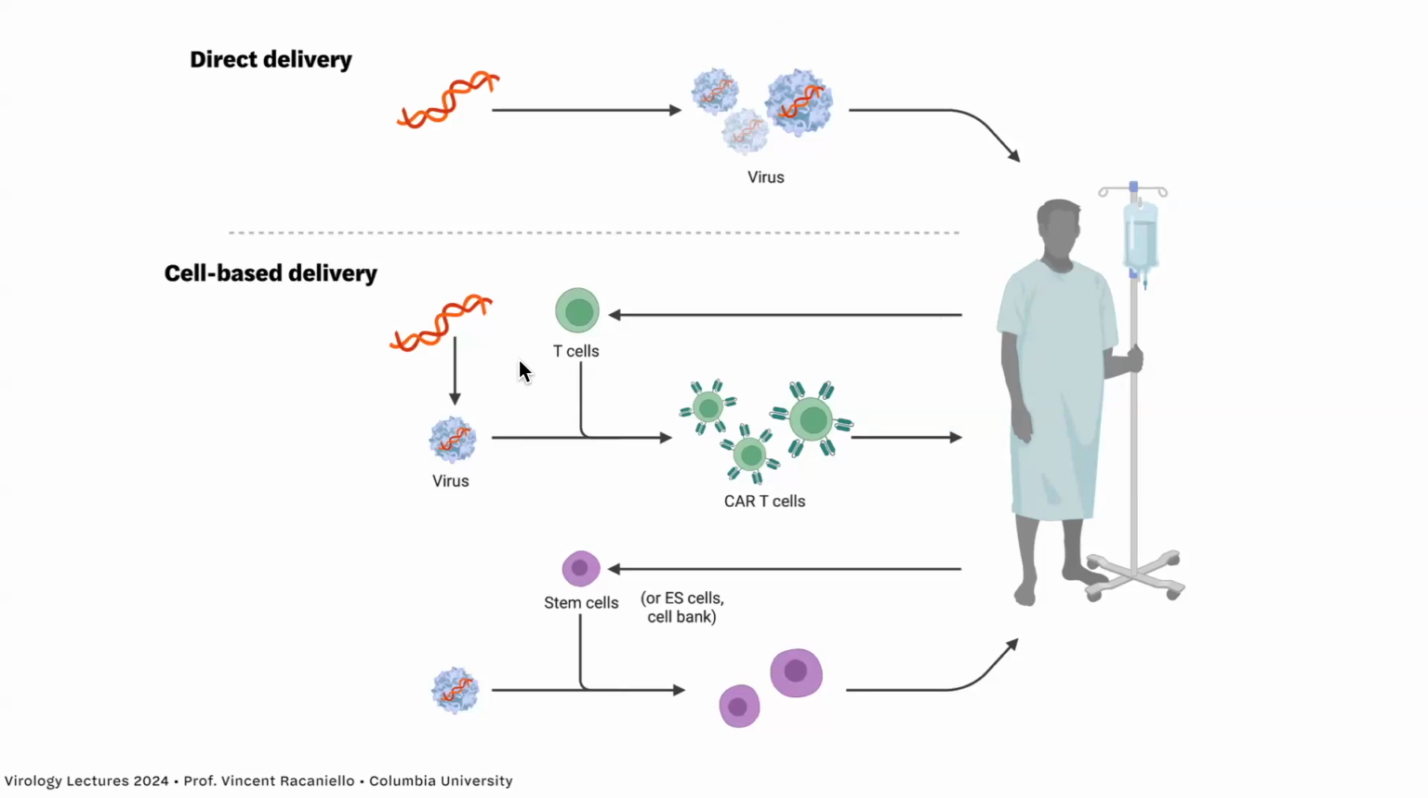The better way is to do cell-based delivery. Say we take T cells from a patient. We're going to talk about this later. And we infect them with a viral vector. In this case, it's making a new antigen called a CAR antigen. And then we put the T cells back in the patient. Or we can take stem cells. We can take stem cells from the patient, or we can use embryonic stem cells or get a stem cell bank sample. We can introduce the virus into those and introduce those back in the patient. The stem cells, of course, can become many other cell types producing the therapeutic protein.